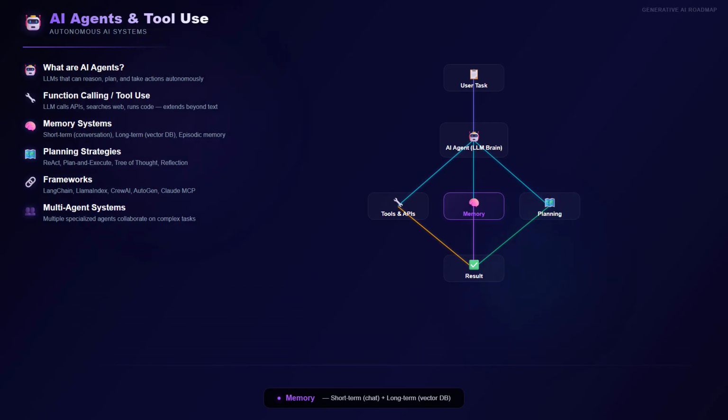Planning strategies determine how agents tackle complex tasks. ReAct alternates between reasoning and acting. Plan and execute creates a plan first, then executes the steps. Tree of thought explores multiple reasoning paths.